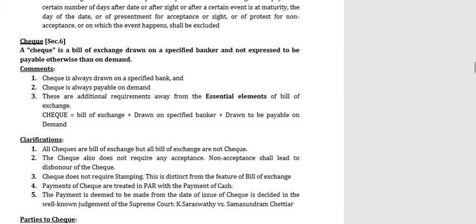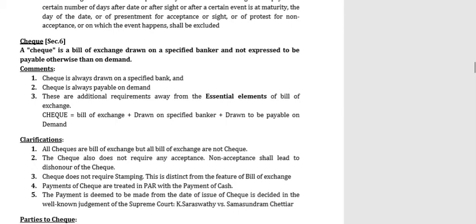Right? Next one, check. Now, coming up with the next one, a check is a bill of exchange drawn on a specified banker and not expressed to be payable otherwise than on demand. So, the section uses the term otherwise than on demand. It is a bill of exchange and always payable on demand.